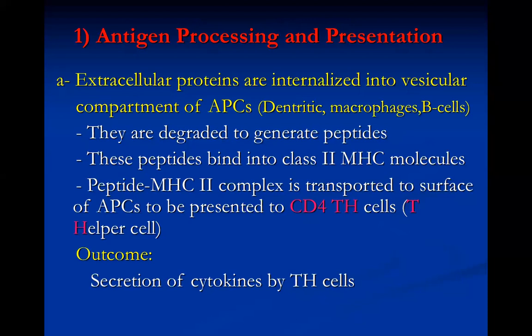Now, I made a post there because I'm talking class 2. So when you talk about the major histocompatibility complex restriction of antigens, we have got extracellular proteins being presented to the T helper cells, the CD4 positive T cells, and they would only be presented when the antigen is bound to major histocompatibility complex class 2.